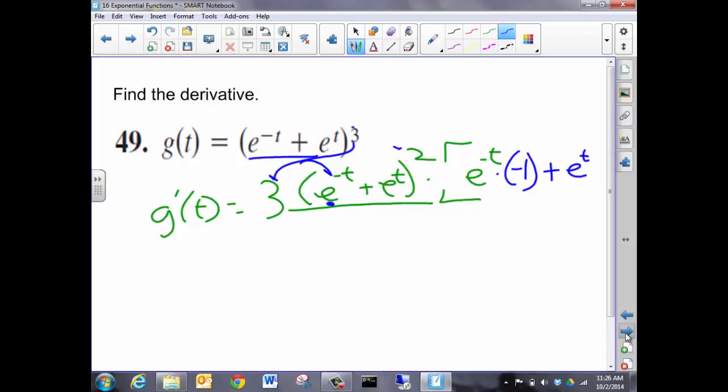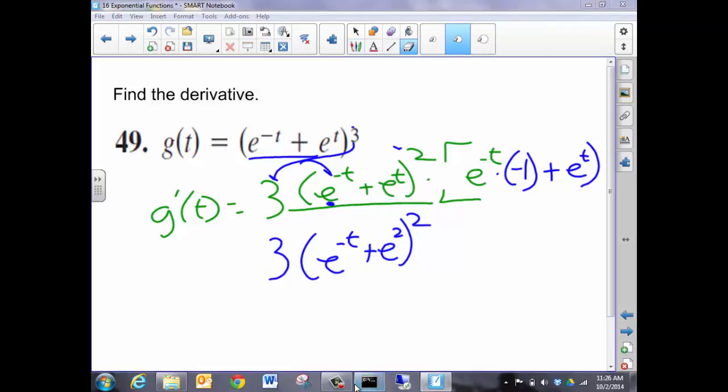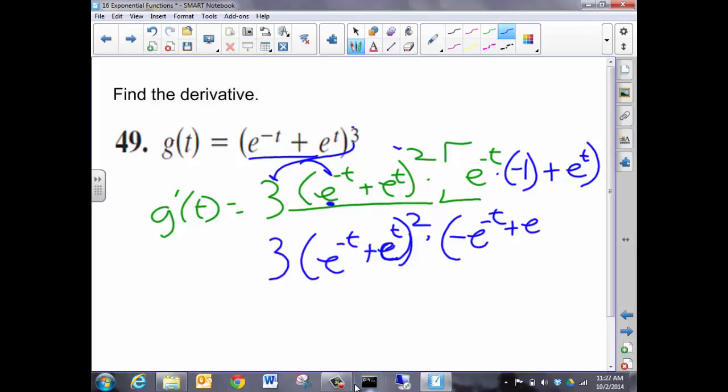plus, what's the derivative of e to the t? E to the t. So we can make this 3 times the quantity e to the negative t plus e to the t, squared. That's what's inside the parentheses, the whole quantity squared, times negative e to the negative t. That's just moving this negative 1 back in front, plus e to the t.